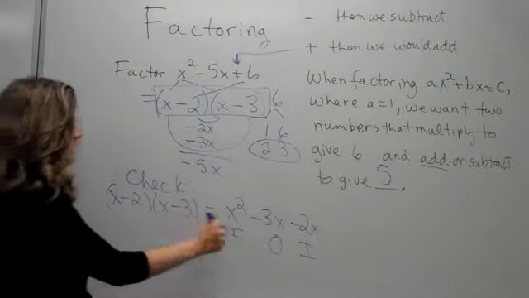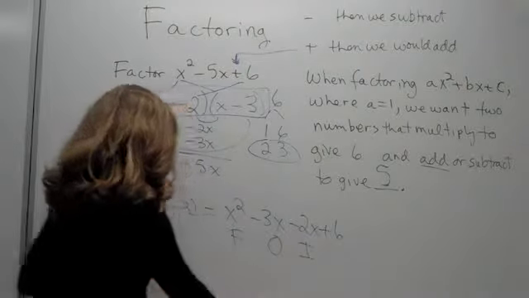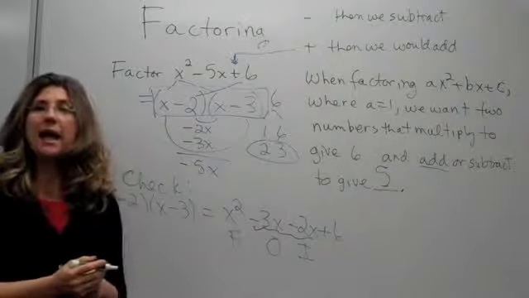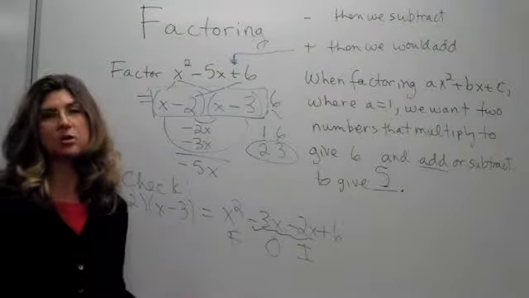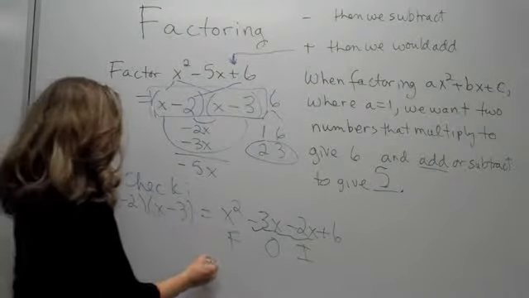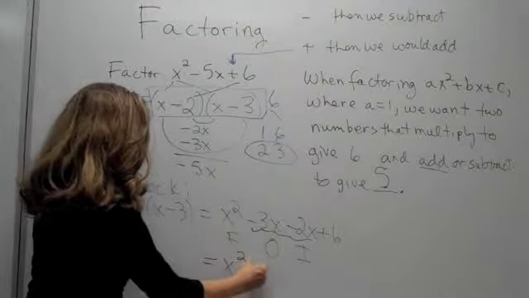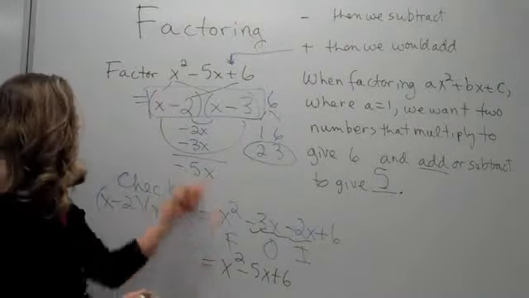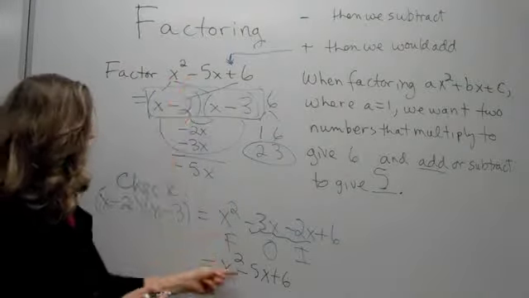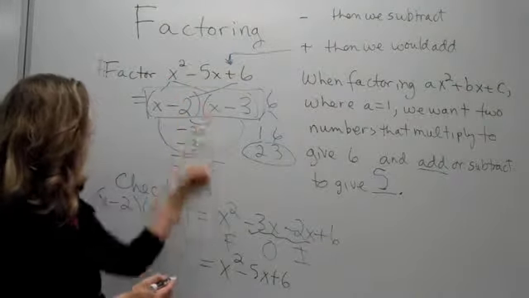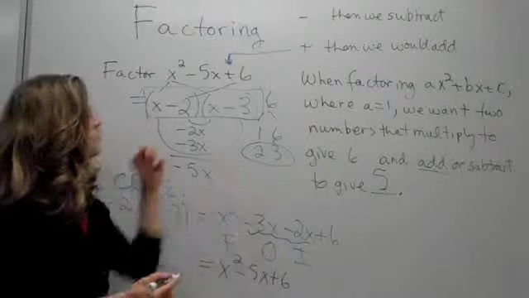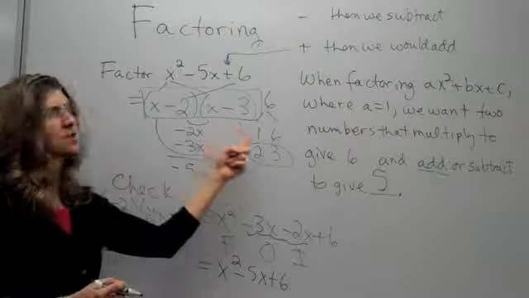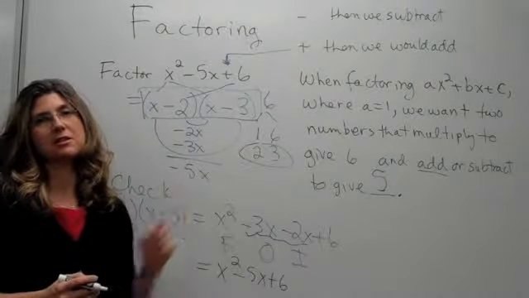And negative 2 times negative 3 is plus 6. Notice that these two in the middle are like terms and can be combined. None of the other terms are like, so we will not be able to combine those. And that gives us x squared minus 5x plus 6. Notice that every variable to every power and every sign and every number are exactly the same as what we started with. And thus we know that our factorization x minus 2 times x minus 3 is correct.